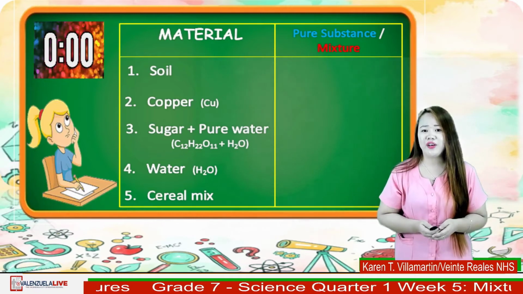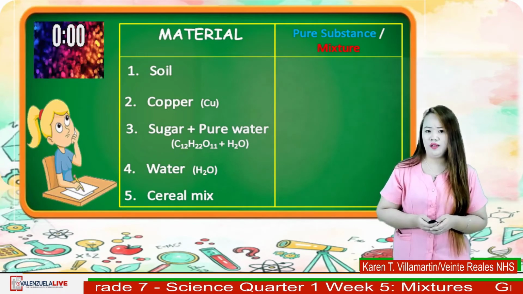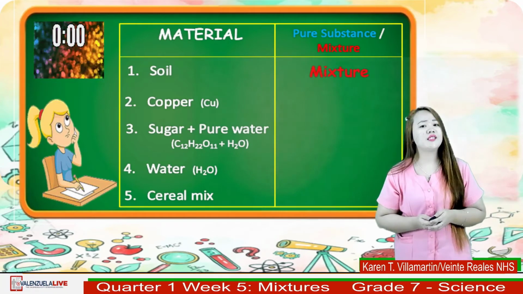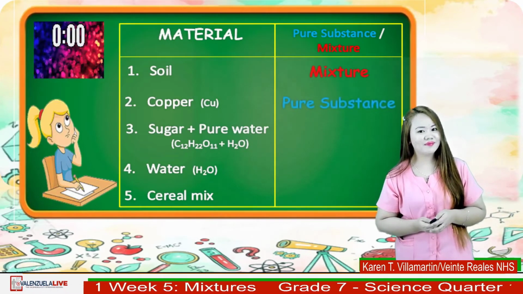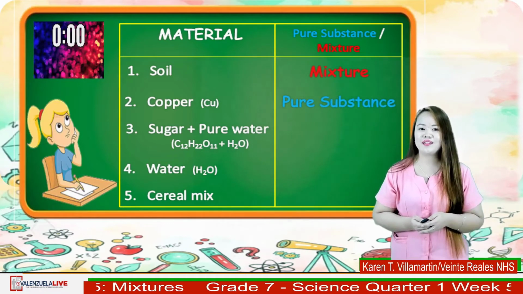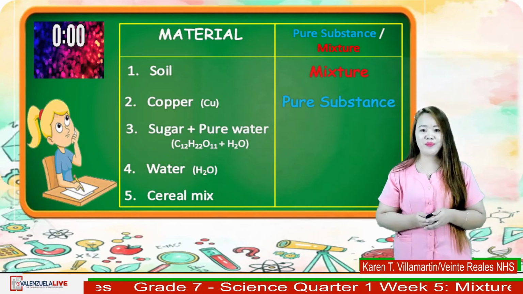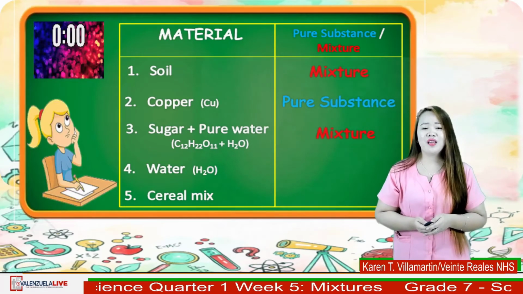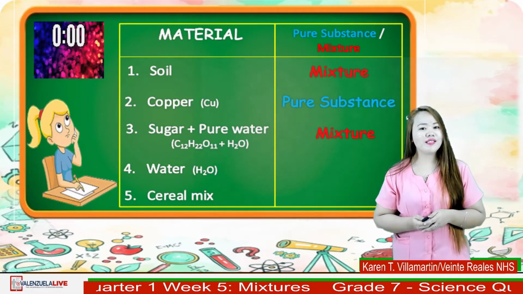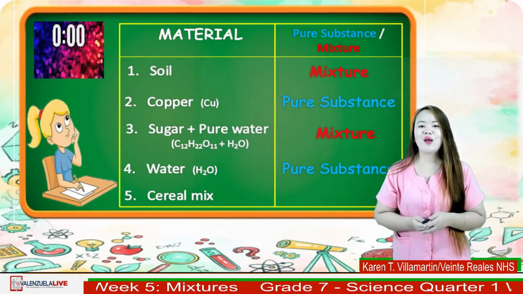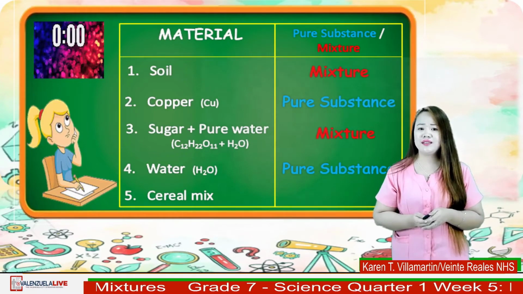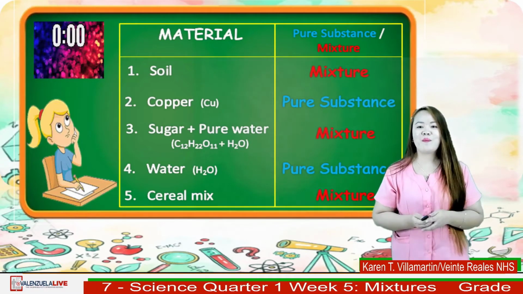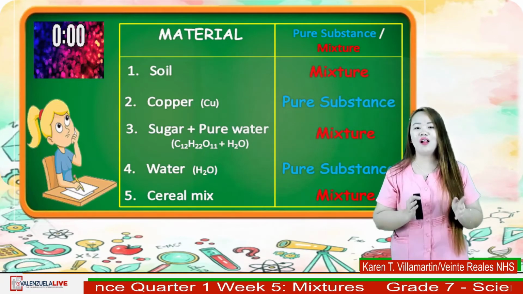Now, let us find the correct answers. First is soil. Soil is a mixture. Second is copper. Copper is a pure substance. Third is water with sugar. Water with sugar belongs to mixture. Next is water. Water is a pure substance. And lastly, cereal mix. Cereal mix belongs to mixture. Amazing! You got all the correct answers.